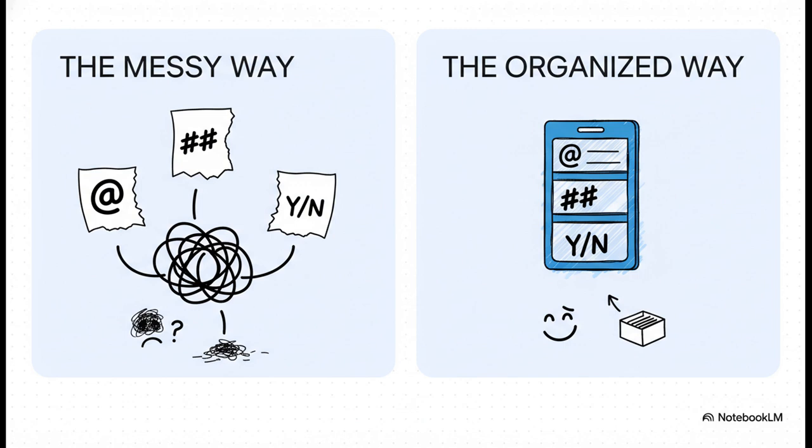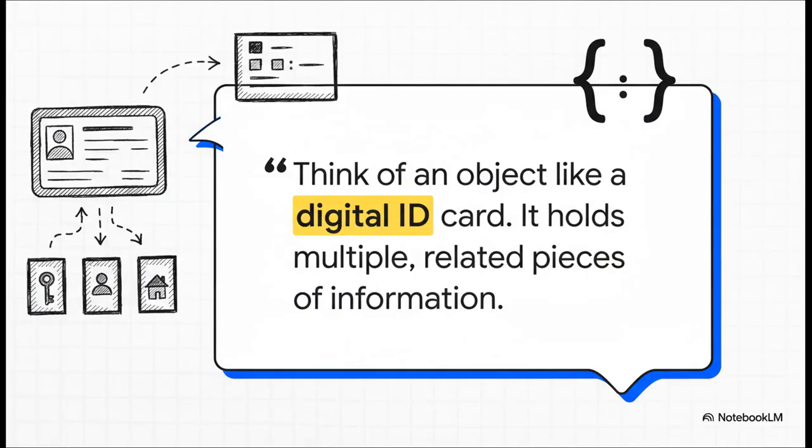We're using a JavaScript object, you see the curly braces, to group all that related data into a single clean variable called user. So much better. And this is a great way to think about it. Think of an object like a digital ID card. It's one item that holds multiple related pieces of information. Name, age, address, all in one place. An object basically bundles these properties, or keys like username, with their values, like Hamza, into one single logical unit.